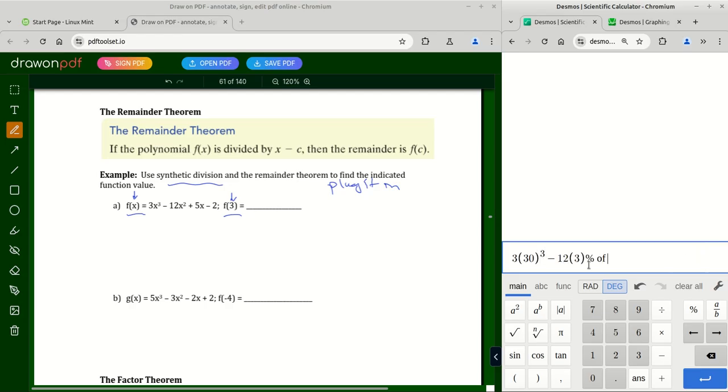I'm putting a 3 wherever I see an x. Did I type it right? Hold on. I have my book here. I want to just triple check I'm doing it right. I messed up somewhere. What did I mess up? 3. Oh, I put a 30.